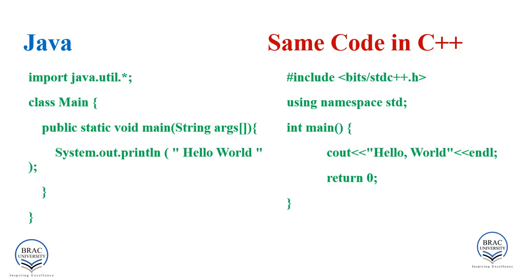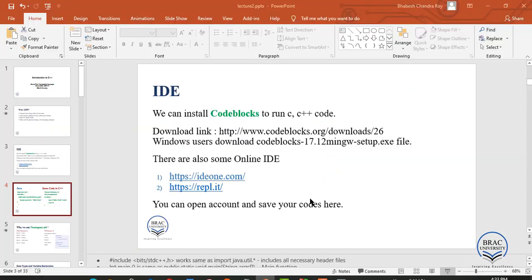Then cout is used for displaying output. There is another way for showing output, this is printf. We will teach that later. And then return 0, it actually shows the successful execution of your program. So let's try to code this in CodeBlocks.